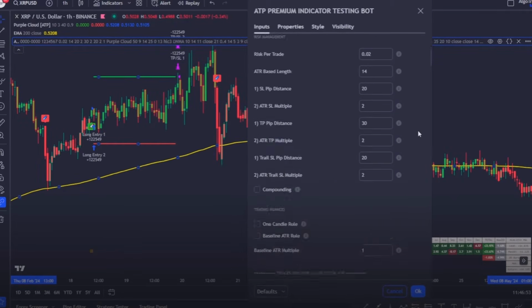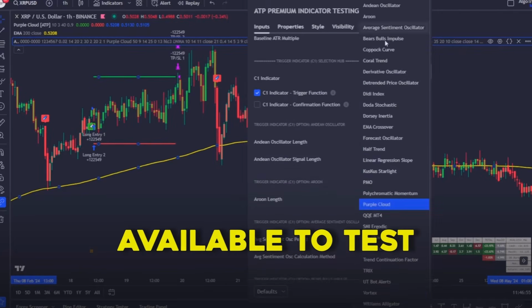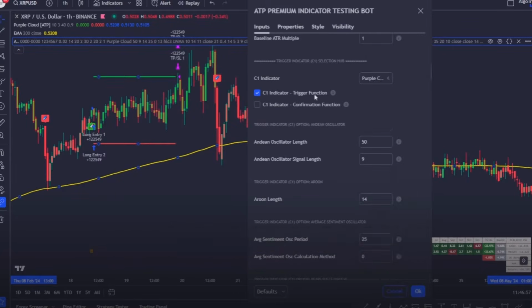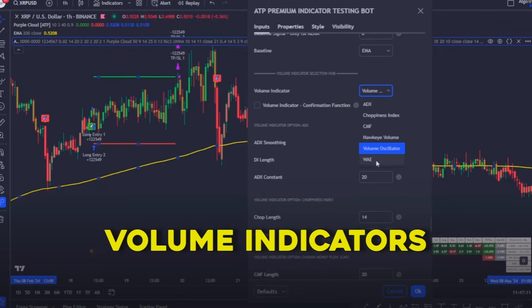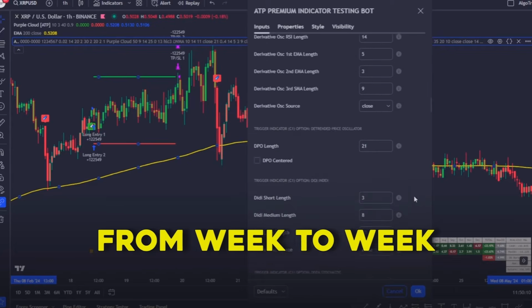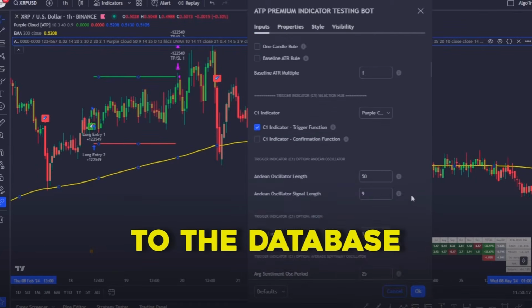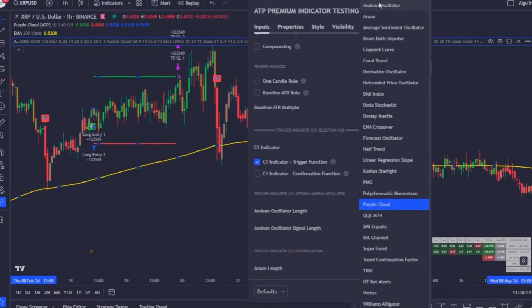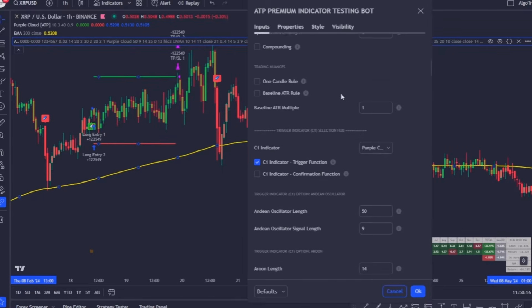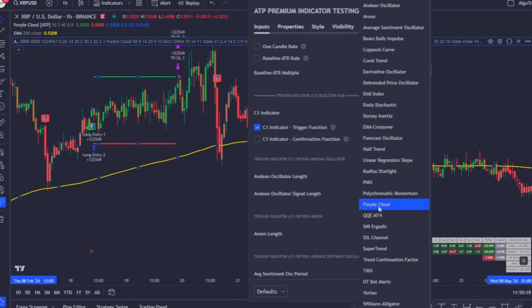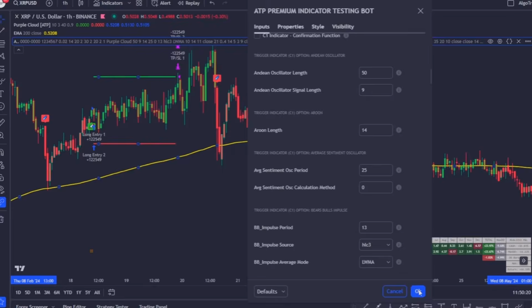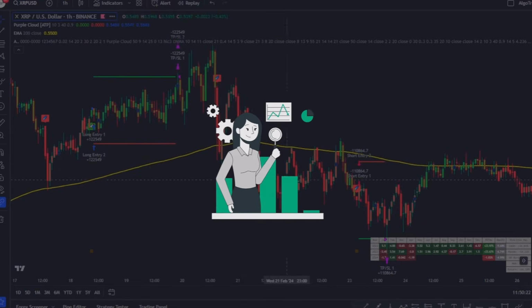At the moment, you have 48 indicators available to test, among trigger indicators, baselines and even volume indicators. But from week to week, new indicators are added to the database of this tool. After you insert it on your charts, you just need to select the indicator or indicators you would like to test, and in 1 second you will have all the results on your chart.